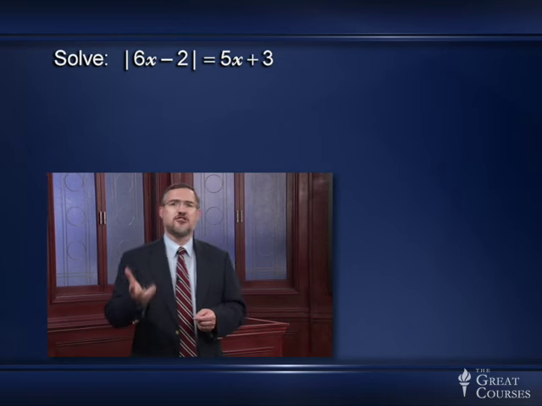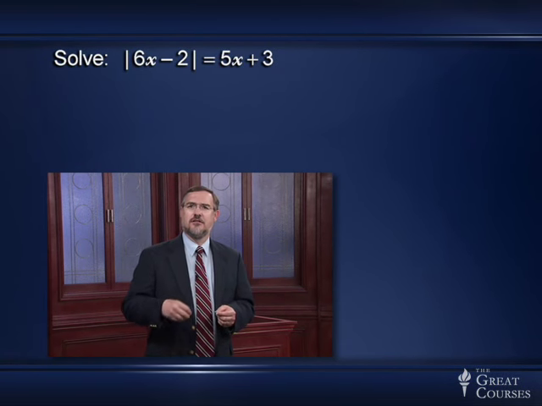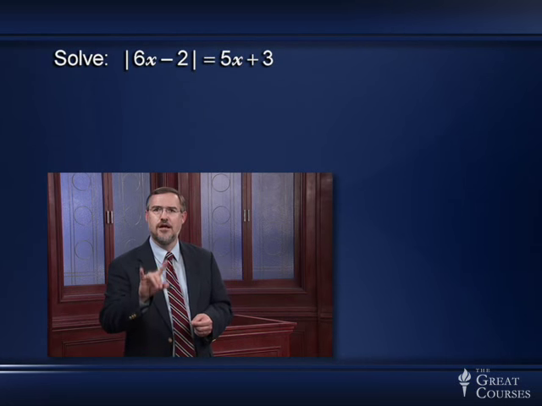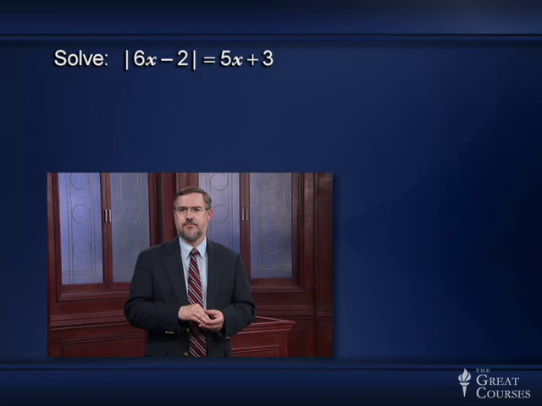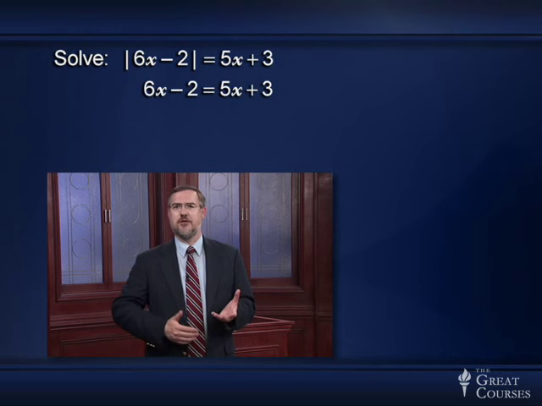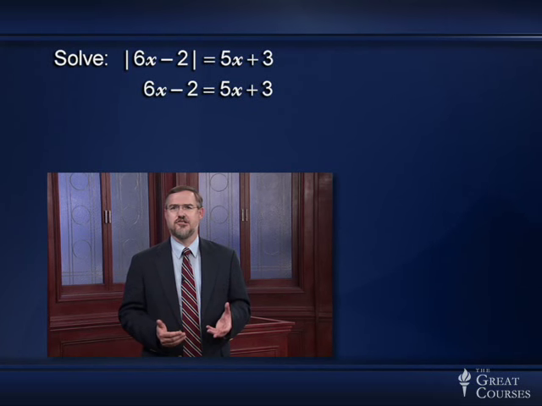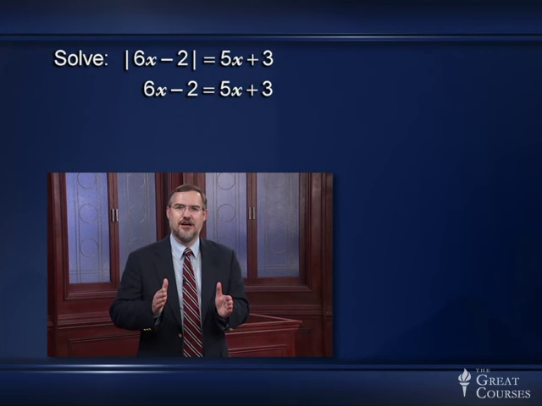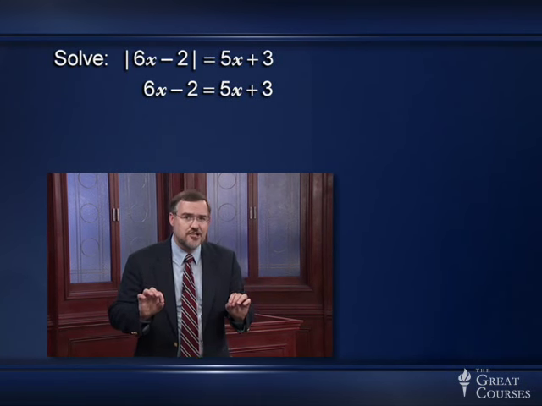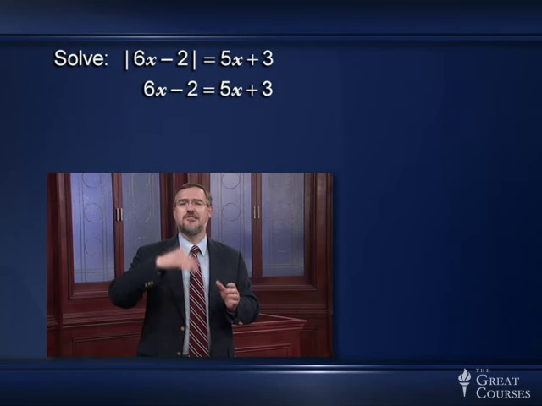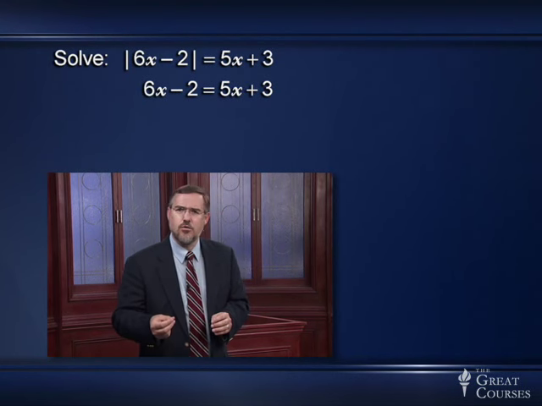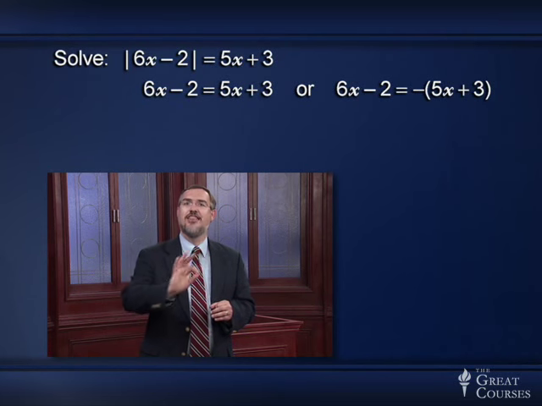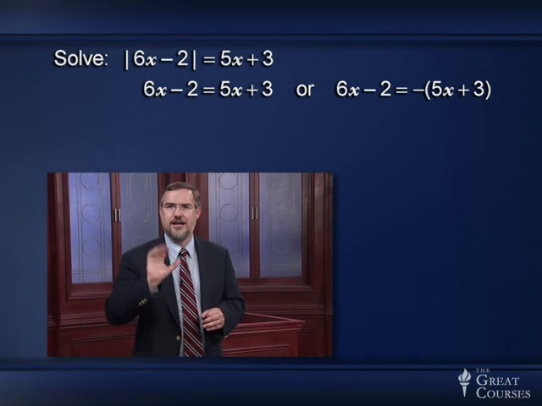Now, let's go back to one of the main ideas in this lesson, that this kind of equation has to be broken into two separate equations. The first one is just 6x minus 2 equals 5x plus 3. That's the one you get when you basically erase those absolute value symbols. But remember, you're not erasing them. You're simply thinking of that piece as positive. But the other equation that can come up is 6x minus 2 equals the negative of the right-hand side.